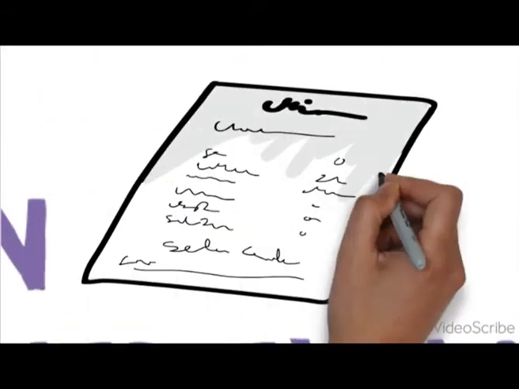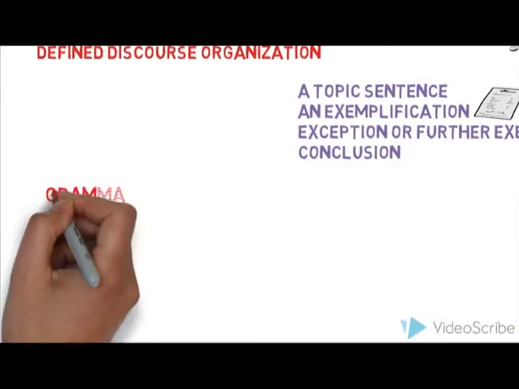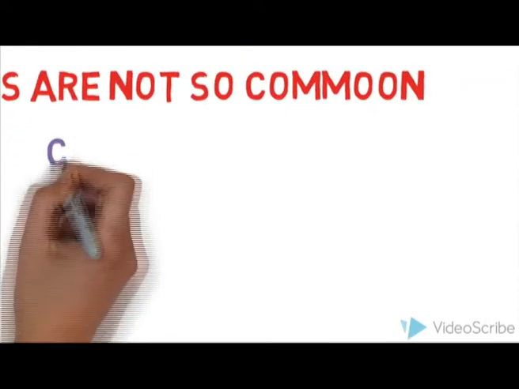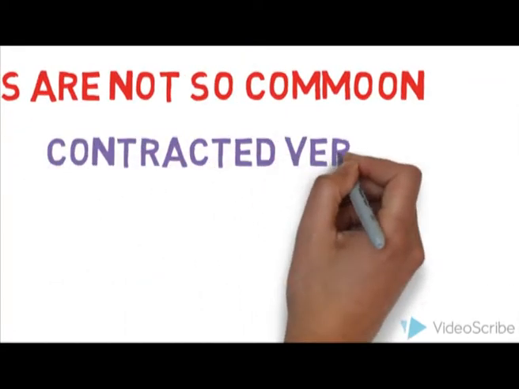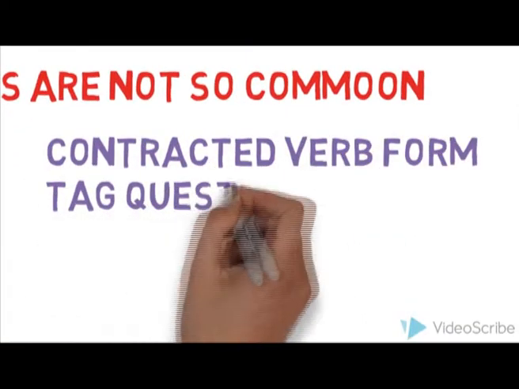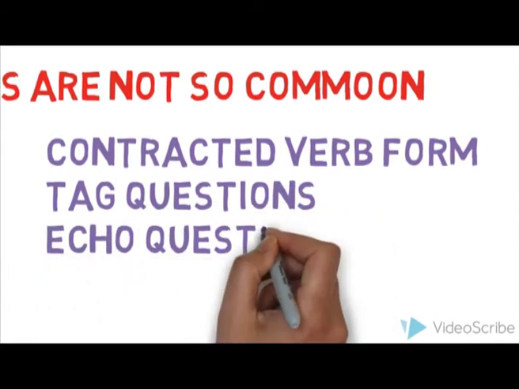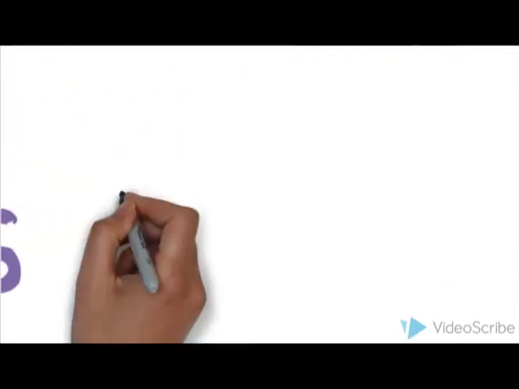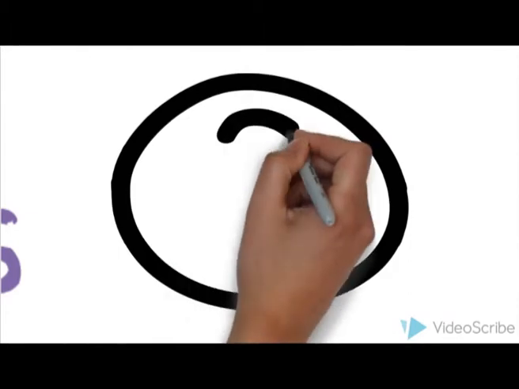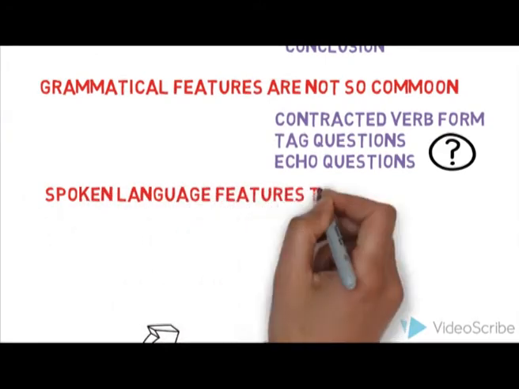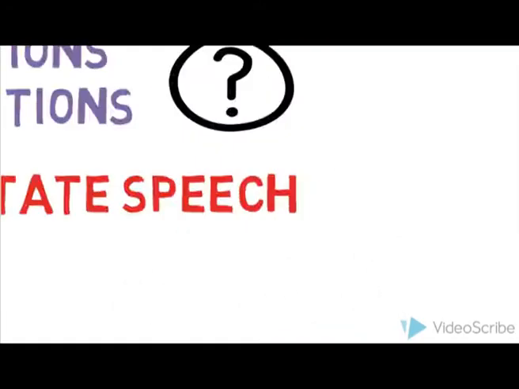Certain grammatical features are not so common in written texts. For example, contracted verb forms, tag questions, and echo questions. Those are, for example, "I'm really happy." "You're really happy?" Also, spoken language features appear when writing aims to imitate speech.